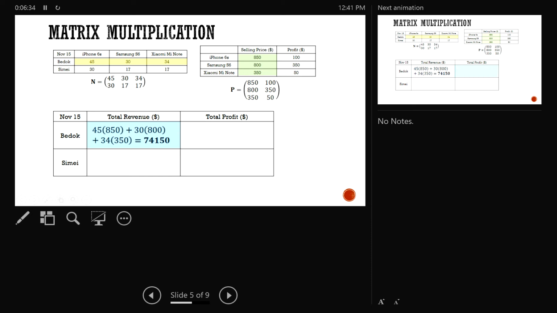Okay, so 45 times 850, plus 30 times 800, plus 34 times 350, is 74150. For those who have done it already, check that you have the same value. And I want the working, because you are supposed to learn something from this.